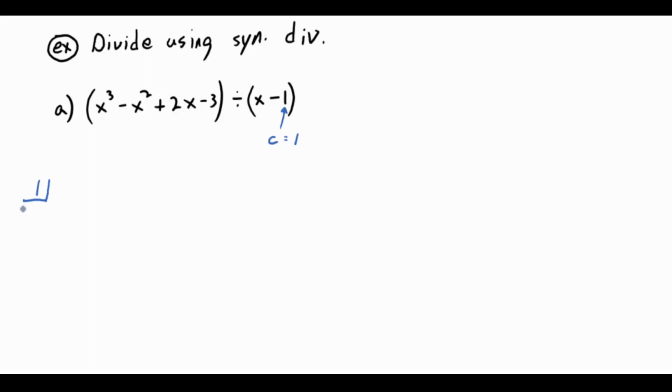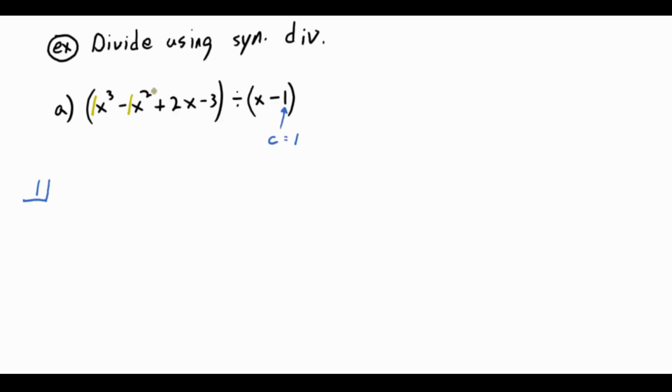And then right across to the right of that 1, c in general, you're going to put the coefficients of your dividend, the thing you're dividing into. So what are the coefficients of the dividend? 1, -1, 2, and -3. Make sure nothing's missing. Your dividend has to be written in descending powers of the variable, and you can't have it skip from 3 to 1. It's fine as is.